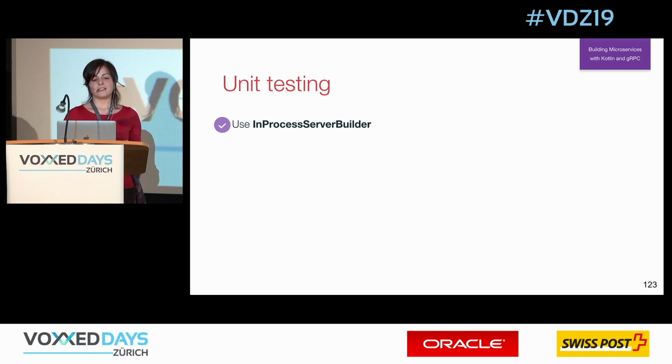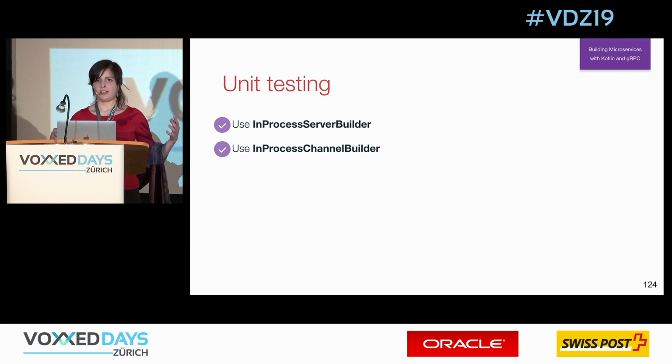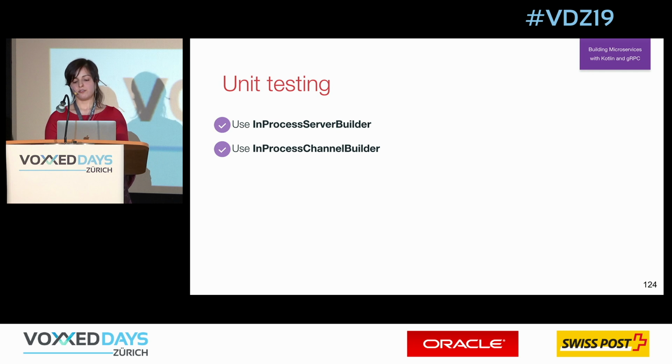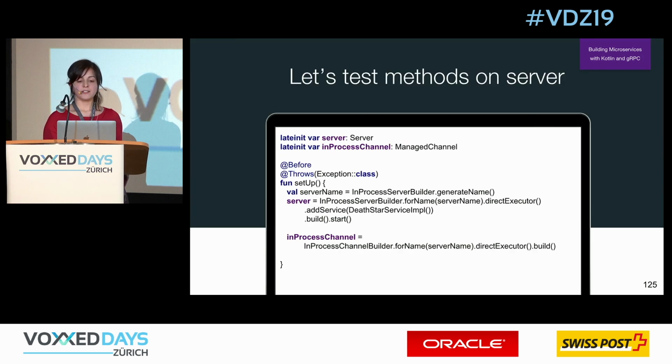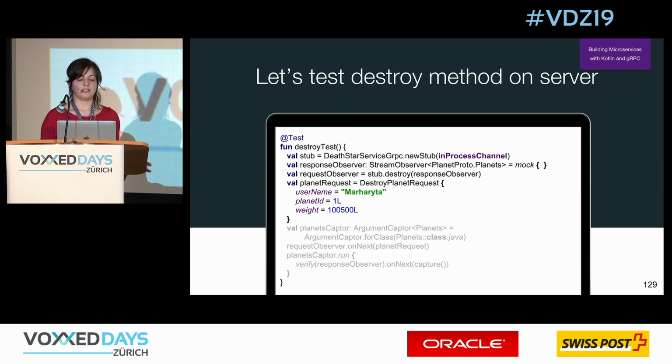So for unit testing in gRPC, there are in-process server builder and in-process channel builder. So instead of generating a real server and channel, you can have some in-process mock. And here it is, in-process server and in-process channel. And you can give it some name and add some services. Services could be real services or mocked services. And of course, you should not forget to clean up and write tests.